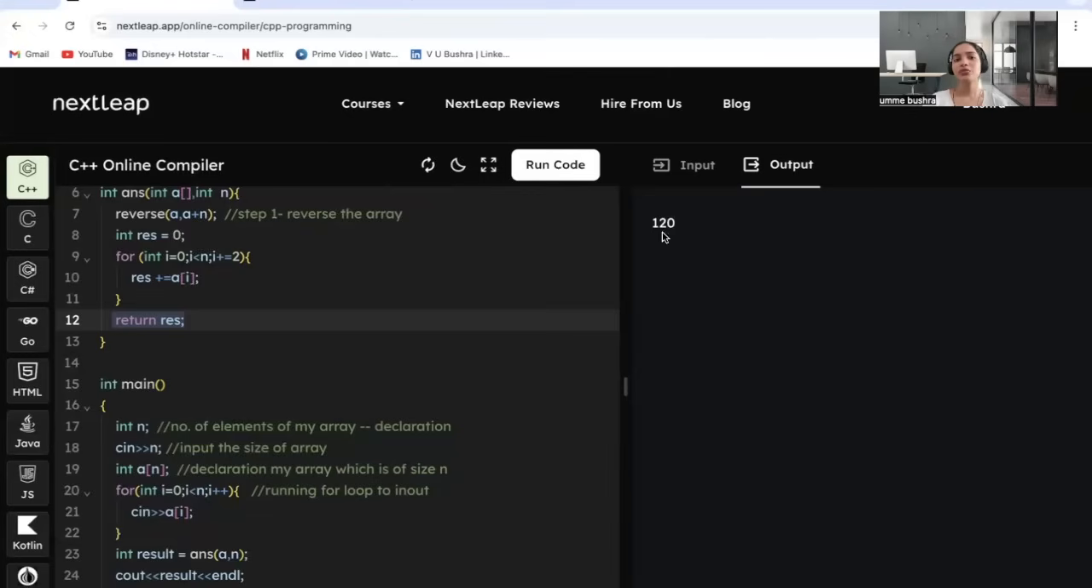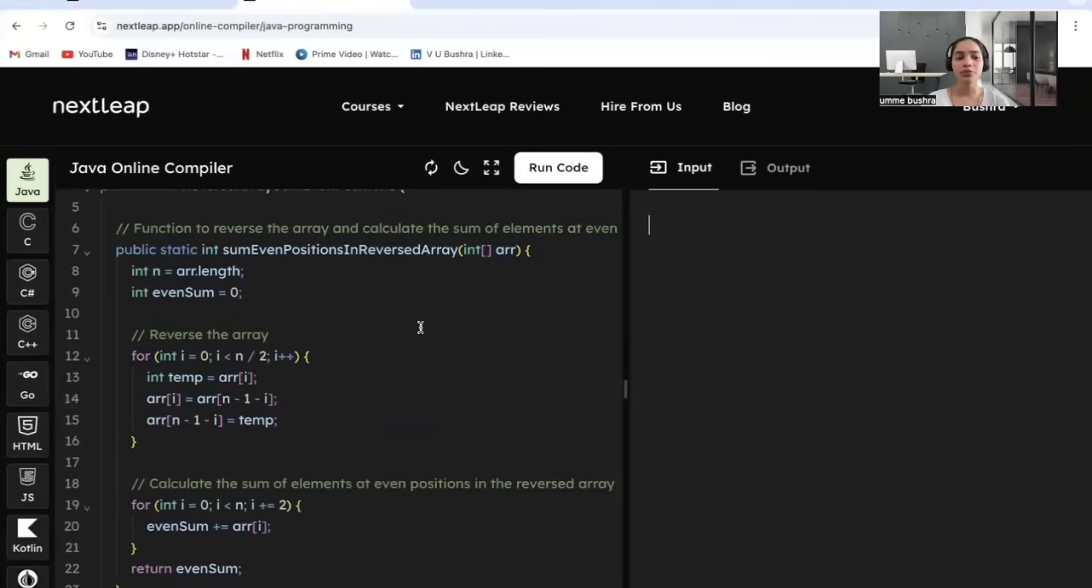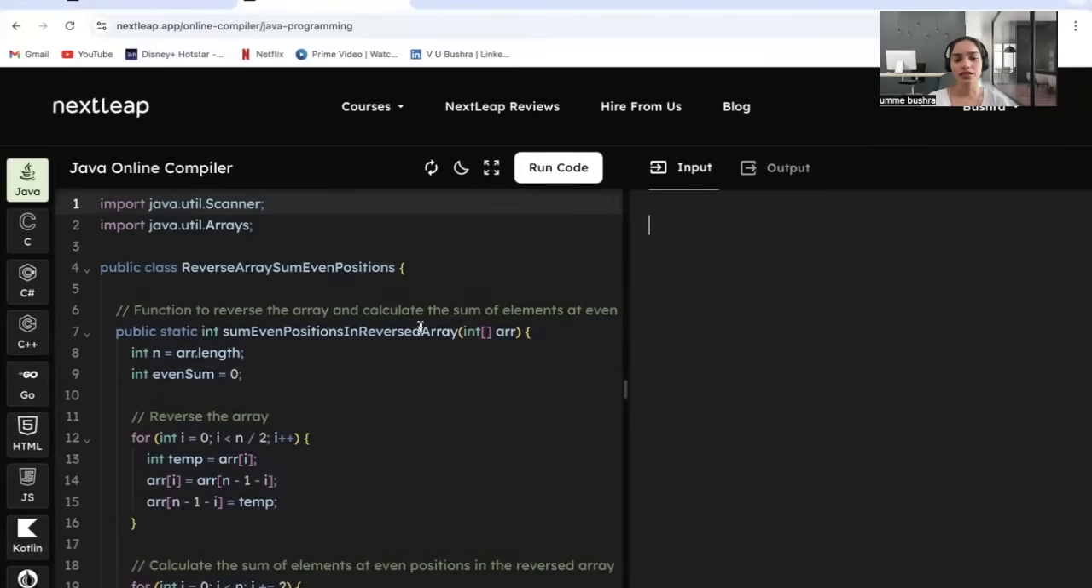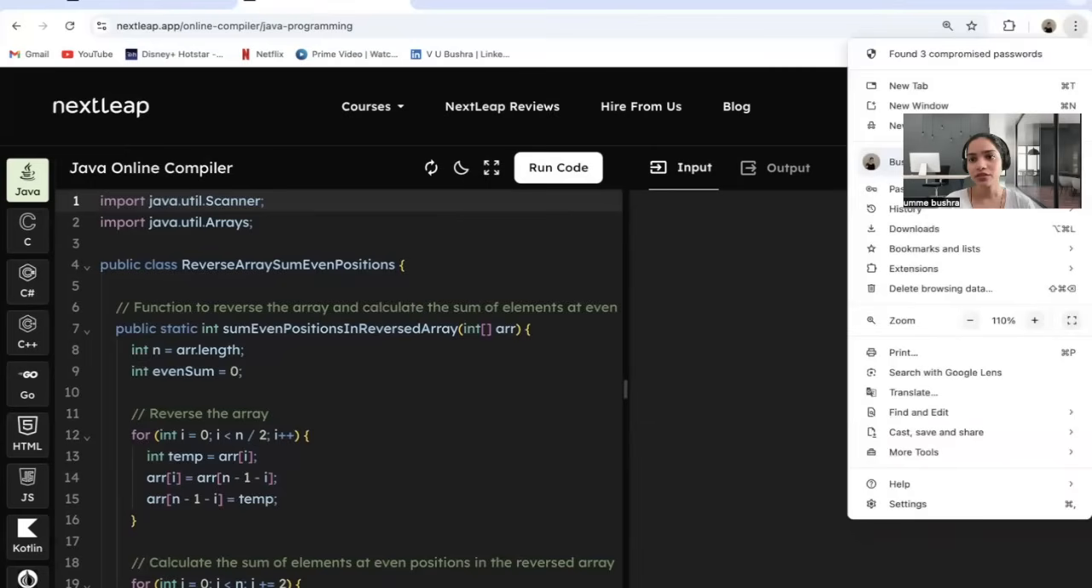120. Perfect. So which means that the answer is correct. Okay, this is going to be my final output. I hope all of you are clear. If you want the Java answer to this, I have also written the Java answer. You can probably take a screenshot of this or whatever is required. Let me just quickly help you with this so you can get the entire code.